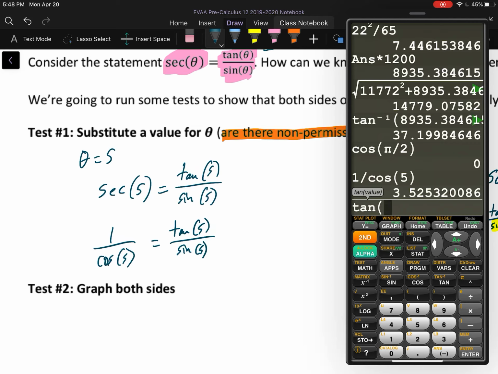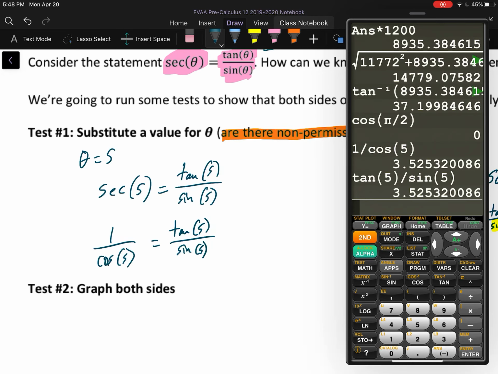Let's try the other one. Tan 5 divided by sine 5. I press enter, and sure enough, they're the same number. So numerically, we have proved this to be true. Just by plugging in a number, we could plug in lots of other numbers. You can pause the video and plug in other numbers to make sure that I didn't just cherry pick 5, to double check for yourself.